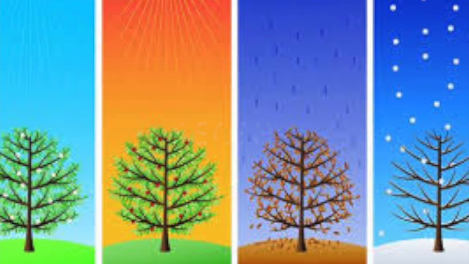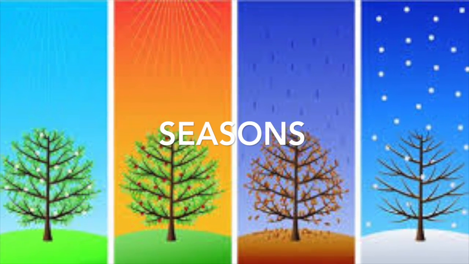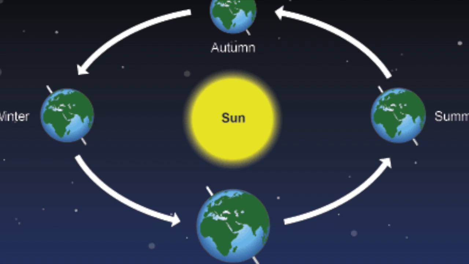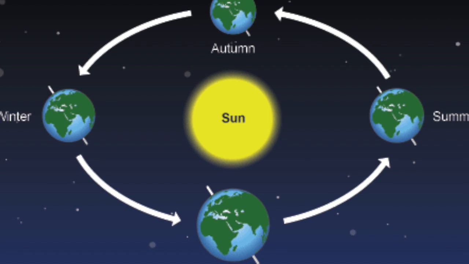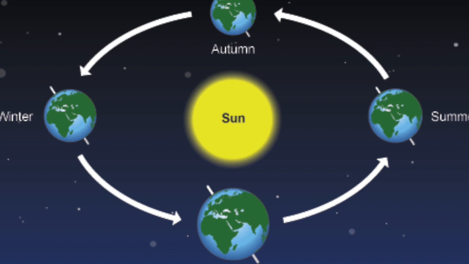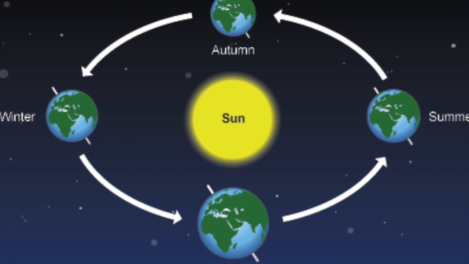So how do seasons occur? Well, from the tilt of the Earth's axis and the heat of the sun, and Earth's orbit around the sun. So in this diagram, the axis of the Earth is on a tilt, and it's really important because if it wasn't, only one half of the Earth would get summer and the other half wouldn't.